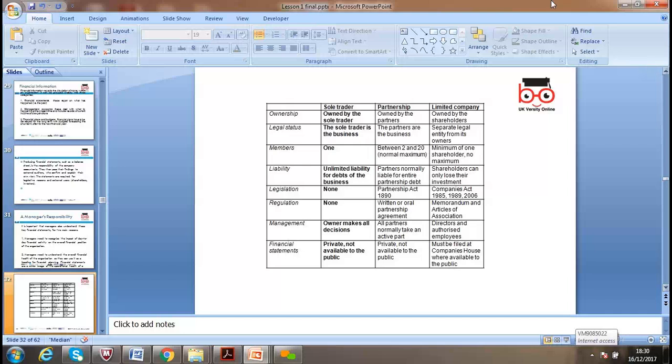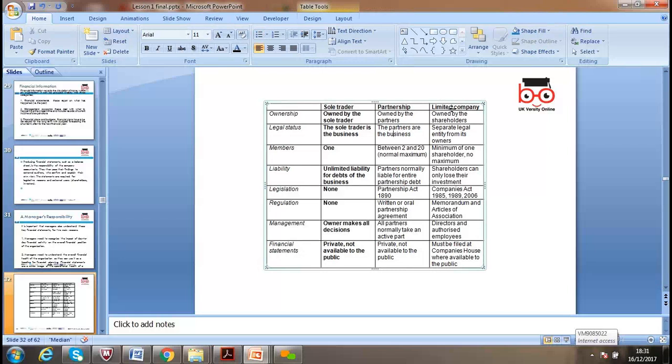So the legal status of the business: in a sole trader you can start whenever you want, but in a partnership the partners need to have a written agreement under the Partnership Act. The liability could be unlimited, but under the Partnership Act normally up to their investment.